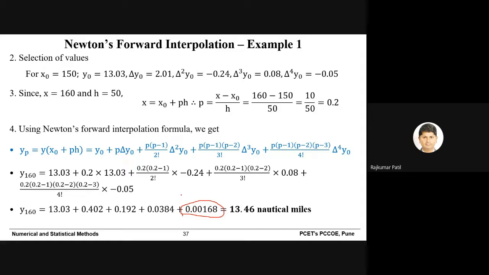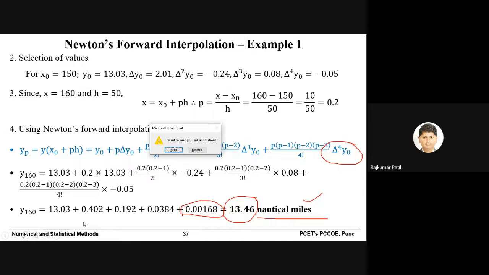So that's why we can restrict our study to some particular value of del, for example, del raised to 4 y naught or del raised to 5 y naught. And upon simplification, you will get the answer as 13.46 nautical mile. This unit is also very important. So this is a very important approach to solve the problem.